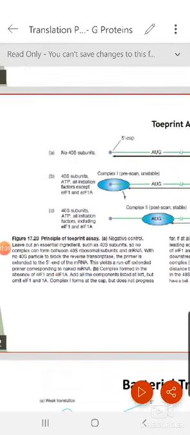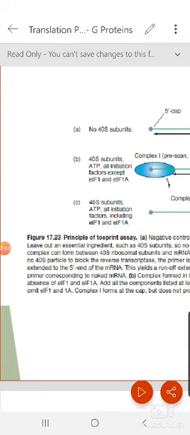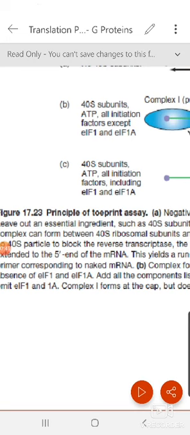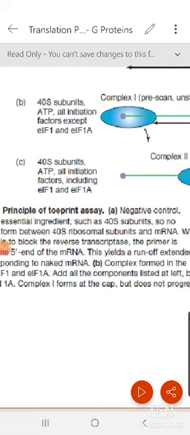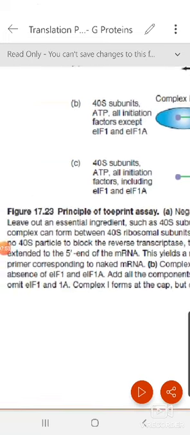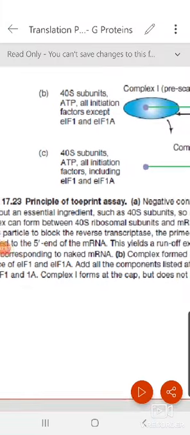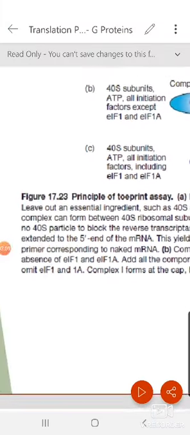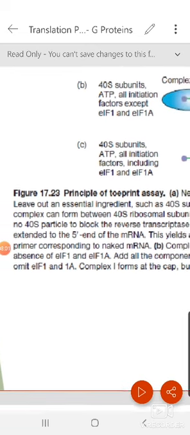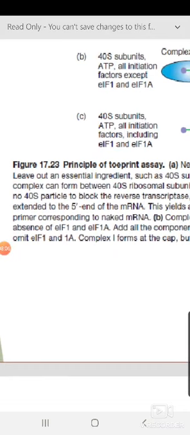This is mentioned here. This is the negative control, with essential ingredients left out, such as the 40S subunit. So no complex can be formed between the 40S ribosomal subunit and mRNA. With no 40S particle to block the reverse transcriptase, the primer is extended to the 5' end of the mRNA. That's what this yield is, a runoff extended primer corresponding to the naked mRNA.